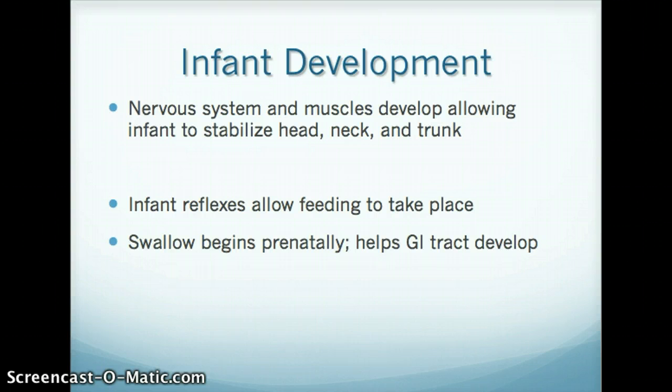Okay, so let's look at how we swallow as an infant. Our nervous system and muscles develop, allowing an infant to stabilize their head and their neck and their trunk, because we know that babies come out very floppy, and they're not able to hold up their head and neck and trunk. So at first, it's infant reflexes that allow feeding to take place. And actually, swallowing begins prenatally, which helps the gastrointestinal tract start to develop.